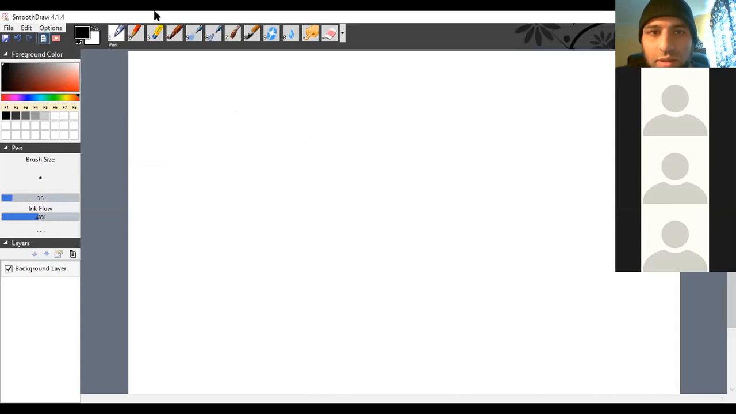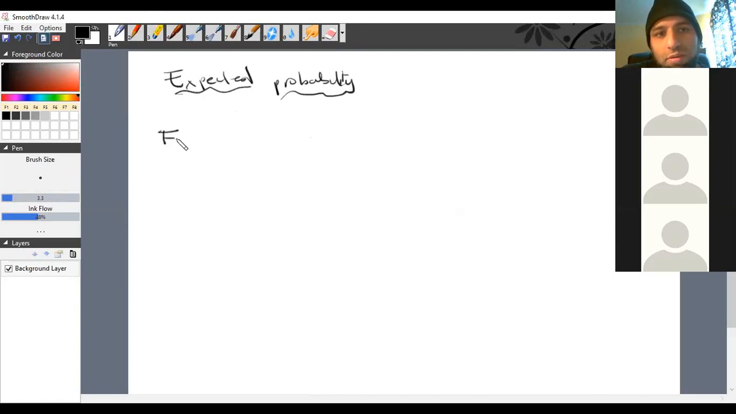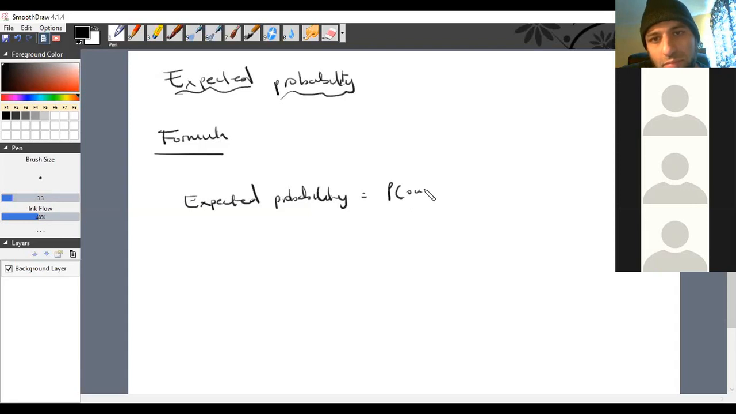So write this down. Expected probability. Just write a formula down for now, because it's really all about formulas. This is probability. So to calculate it, the formula is expected probability equals the probability of an outcome, so to get a 6 is 1 out of 6, for example, times the total number of events.